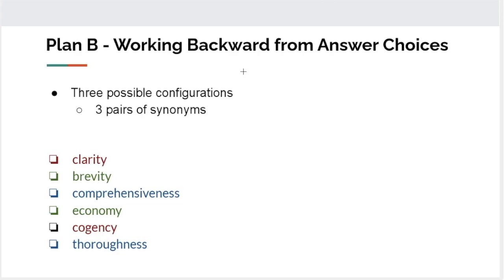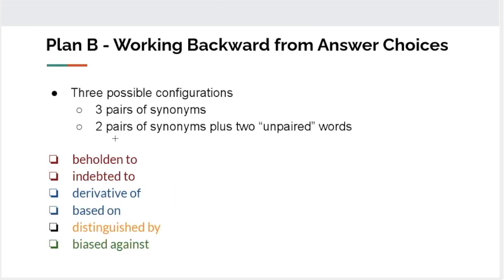And the first thing to note in regard to this plan B approach is that we have three possible configurations in terms of how the answer choices relate to each other. One of them is that we could have three pairs of synonyms, so clarity and cogency, brevity and economy, comprehensiveness and thoroughness. So we have three pairs of synonyms. Fairly straightforward. Another possibility is that we have two pairs of synonyms plus two unpaired words, so beholden to and indebted to, derivative of and based on, distinguished by and biased against.